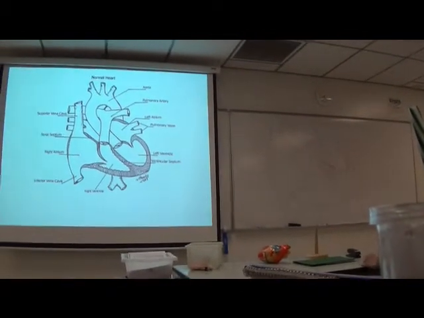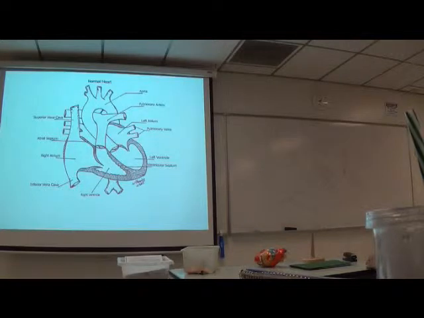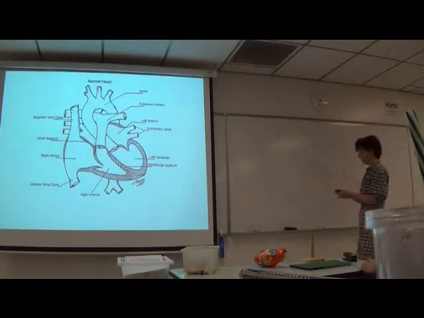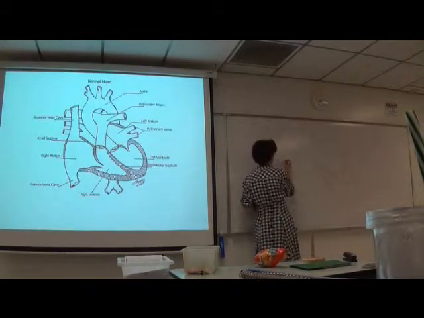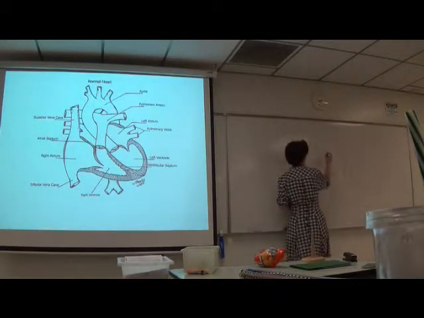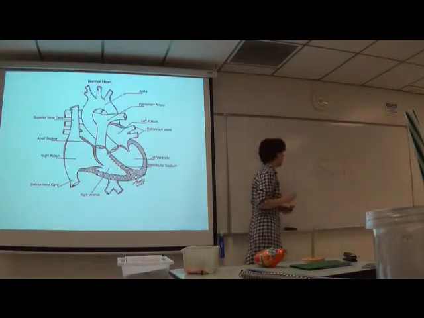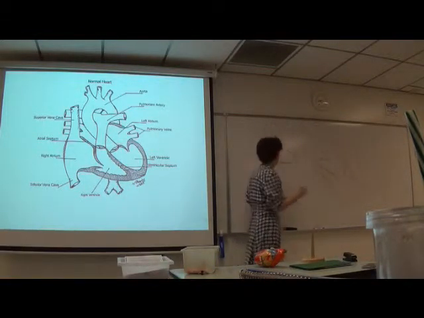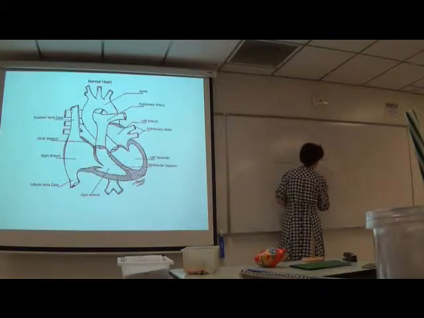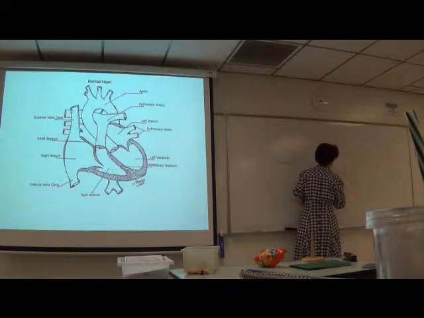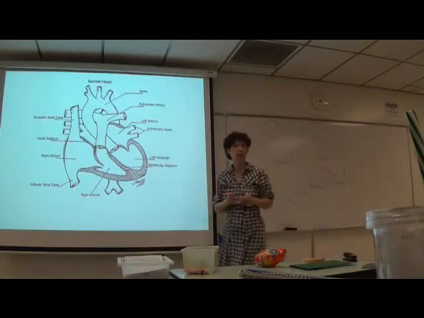That you and I would have. And so it's a 4-chambered heart. We have 2 receiving chambers, which are the atria. So this is going to be the right atrium and the left atrium. And then we have two pumping chambers. We have the right ventricle and the left ventricle. All right.